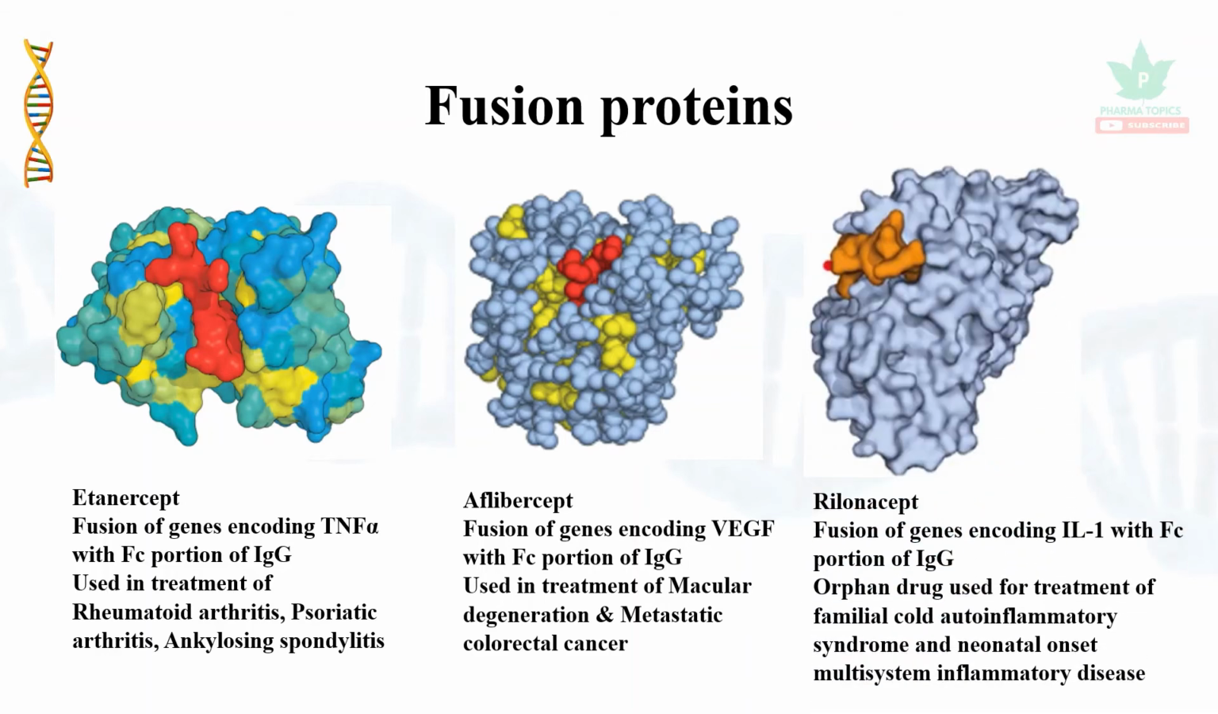And the next one is rilonacept. It is the fusion of genes encoding IL-1 with the Fc portion of the IgG. Actually, this is an orphan drug used for treatment of familial cold autoinflammatory syndrome and neonatal onset multi-system inflammatory disease.